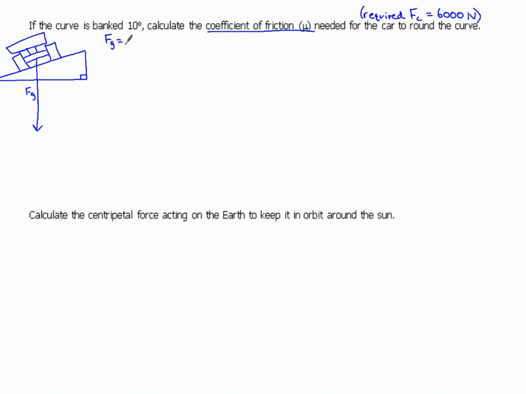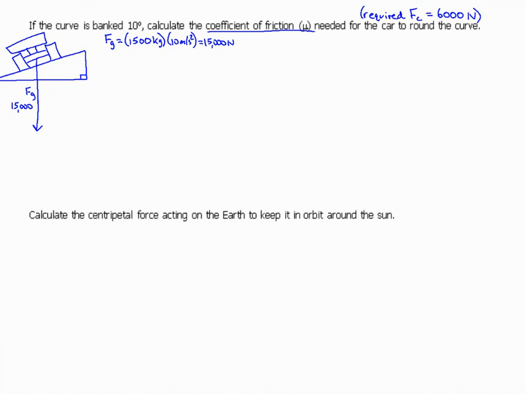So the force of gravity, we know the mass of the car, and it's actually the same car as on the previous page. And that's where this mass comes from, 1,500 kilograms. Times the acceleration of gravity, which is 10 meters per second squared, means that the weight of this car is 15,000 newtons. So we can write that in here, 15,000.